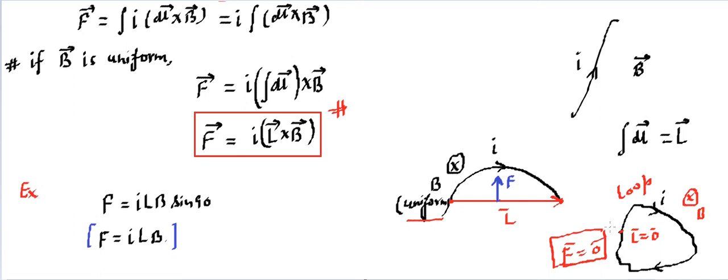Okay. And if it is not a closed loop, then it will be using L, and you can give your answer like this. So for a closed loop, it is 0. What is 0? The magnetic force because of the presence of a uniform magnetic field.